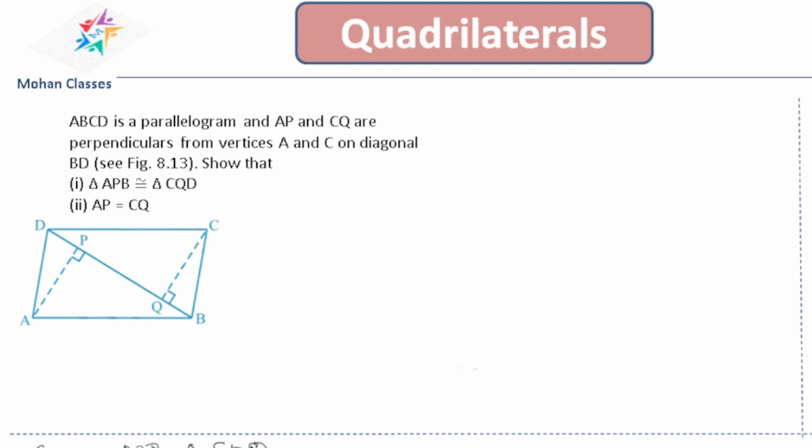Here ABCD is a parallelogram and AP and CQ are perpendiculars from vertices A and C on diagonal BD. Show that triangle APB is congruent to CQD and AP is equal to CQ. It's very simple. How are you going to prove that? In triangle APB and triangle CQD.